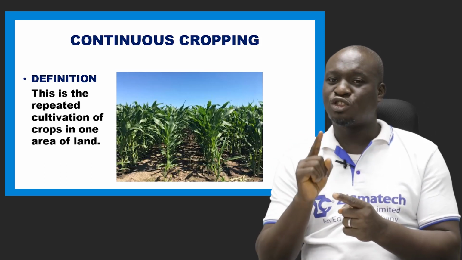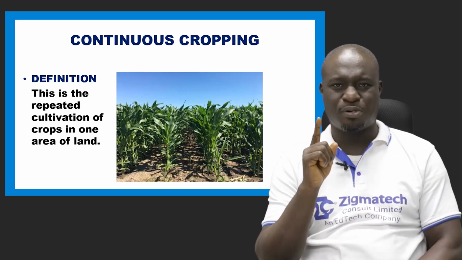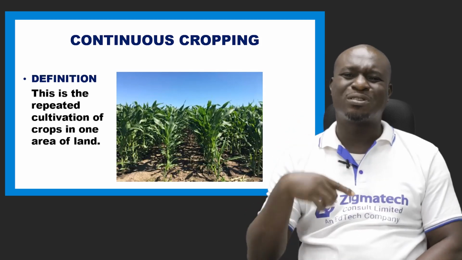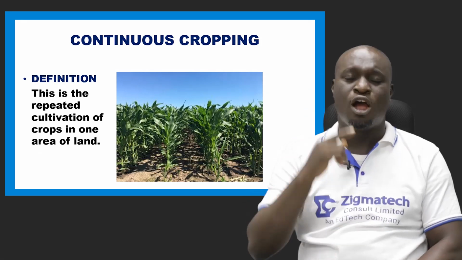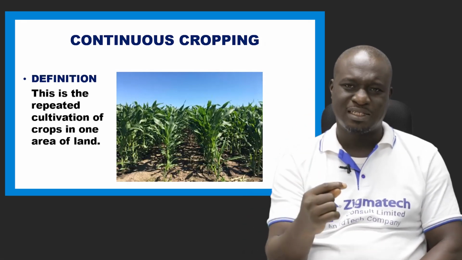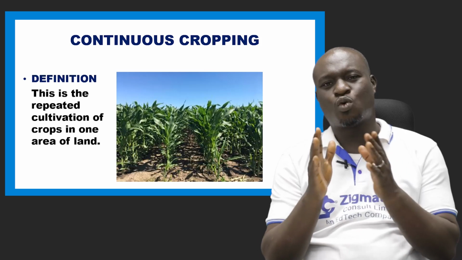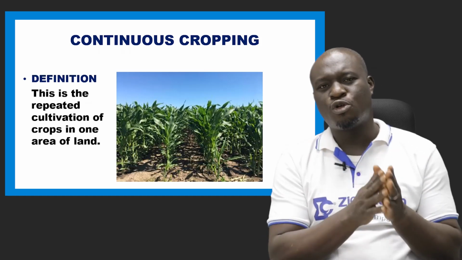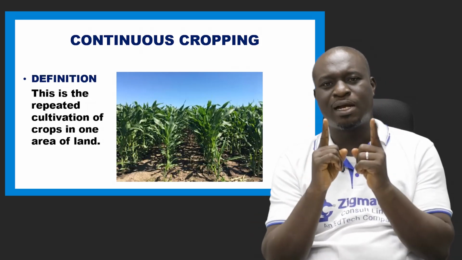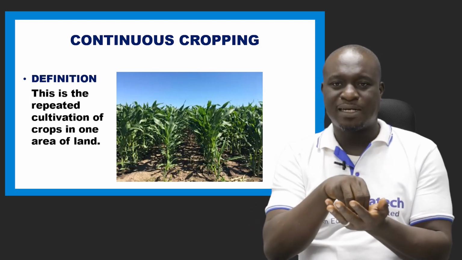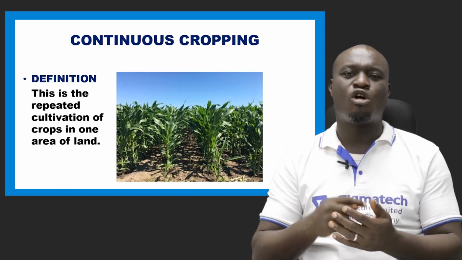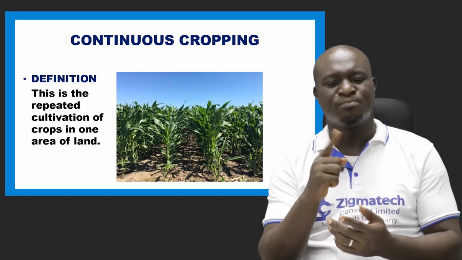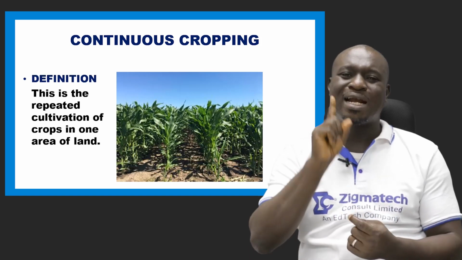It is not just the planting of one crop, but you are planting crops year after year on that same piece of land. It is quite different from monocropping. In monocropping, it has to do with just one crop on a piece of land. But in continuous cropping, it has to do with cultivation of crops, not just one, on one area of land.